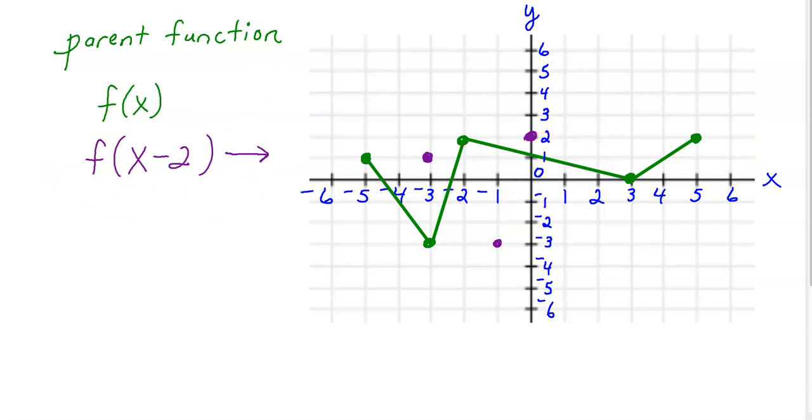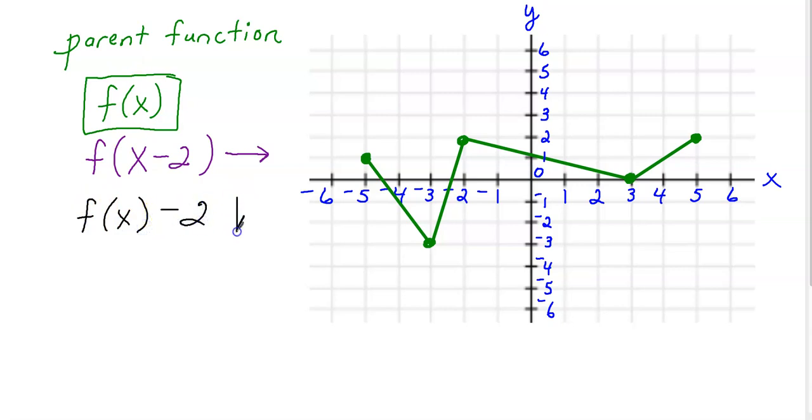Let's just say I wanted to move everything down 2 units. I want to take this graph and move it down 2 units. What would I do with my parent function with f of x? How would I change this to indicate that everything's being moved down 2 units? Well, you just simply write it like this. F at x minus 2. This would move everything down 2.